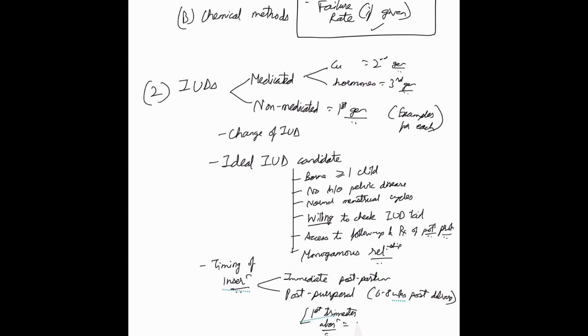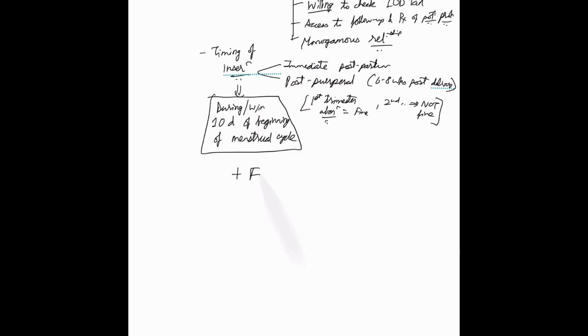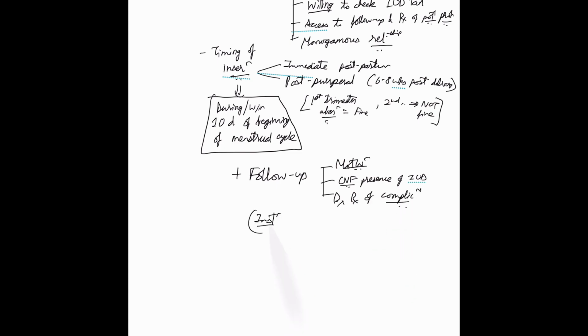We then move on to discuss the timing of insertion. Immediate postpartum or postpubertal insertion, that's 6 to 8 weeks post delivery, will do. But the ideal time is during or within 10 days of the beginning of the menstrual cycle. Plus, of course, why follow up? One is for motivation, two is to confirm the presence of the IUD, and third is to diagnose and treat any complications that have arisen. The female must be instructed to regularly check the tail, visit the clinic on any side effects like fever, pelvic pain, or bleeding, and immediately consult the doctor if she misses a period.